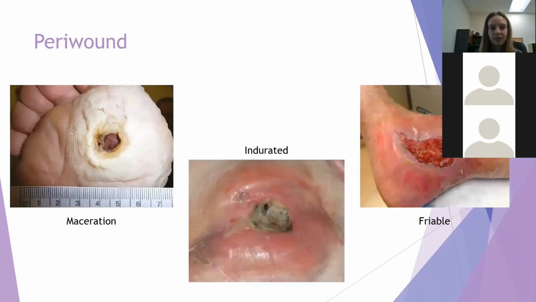So for maceration, that kind of looks like he was in the tub too long. And we have our indurated where it's raised up around it. And then the fragile, friable skin where they're starting to get some breakdown, one to the right.